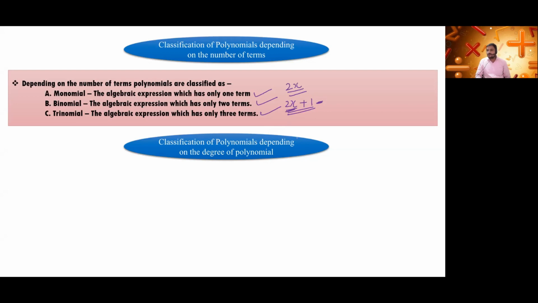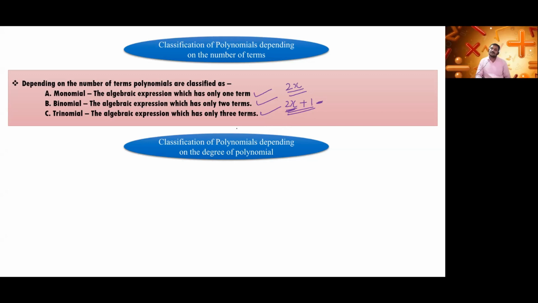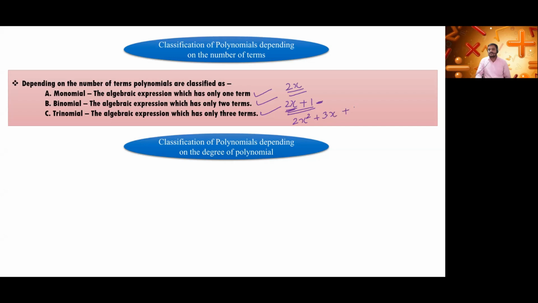Yes. What about trinomial, Akshita? 2x plus 2y plus 2. Again, you're giving me the example in two variables. 2x square plus 3x plus 3. 2x square plus 3x plus 3, absolutely correct. This is an example of trinomial. It is having three terms. First term is 2x square, second term is 3x, and third term is just 3. Okay. So when you're giving me the examples now, it should be in one variable only. Don't use two or three variables. Use only one variable while giving the example.